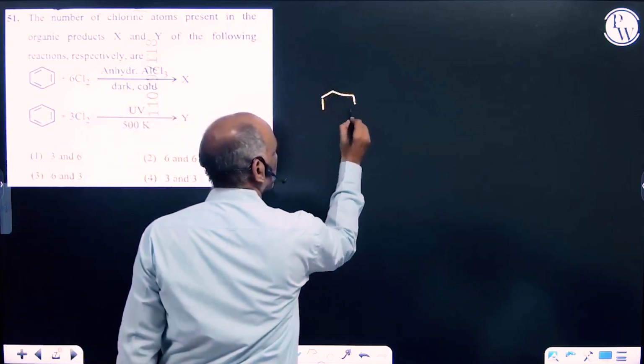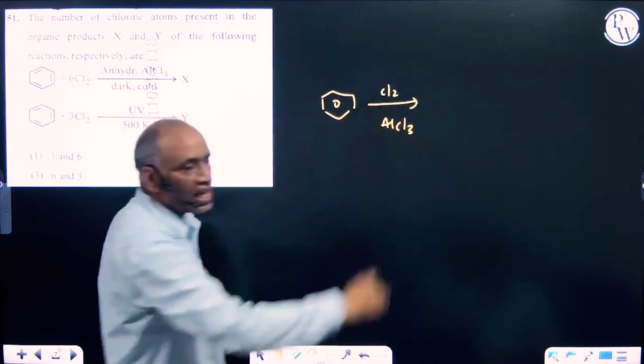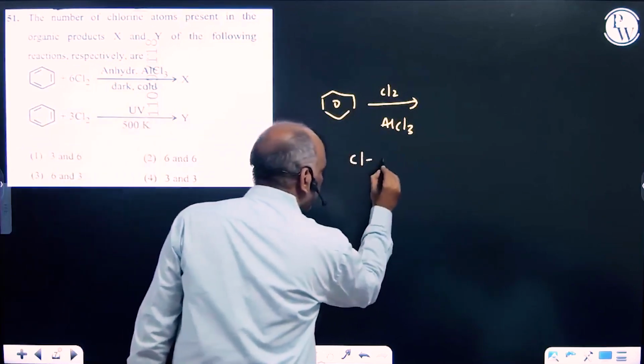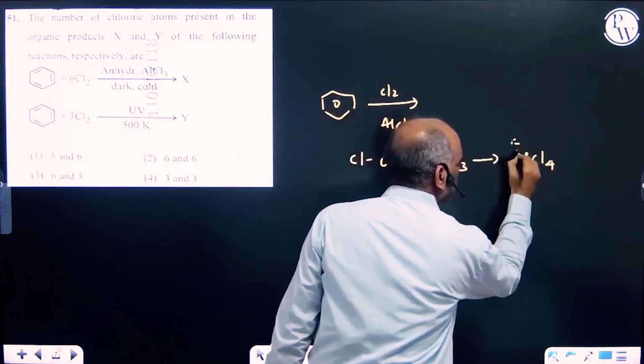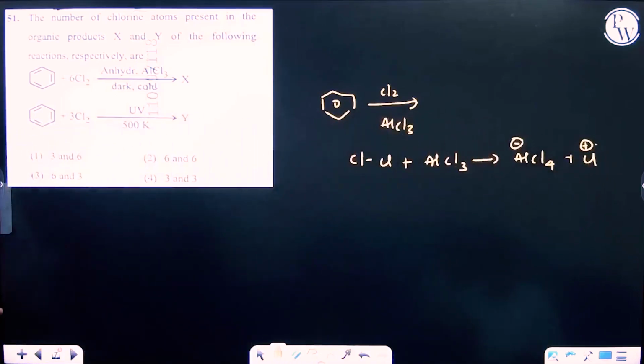If you look at the number of chlorine atoms present in the organic products X and Y of the following: benzene is treated with chlorine in presence of AlCl3. Whenever we are using AlCl3, the purpose of adding it is to generate an electrophile, AlCl4 minus, and it will produce Cl plus. That implies this is an example of electrophilic aromatic substitution, where polyhalogenation is given.